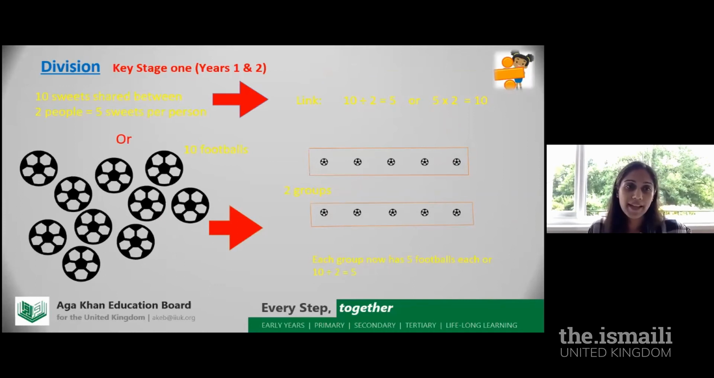So in this case, we have 10 symbols there for footballs. The child has then physically drawn out the 5 footballs in the 2 groups, and they've counted that in each group there's 5 footballs, and they then make the link that 10 divided by 2 equals 5.